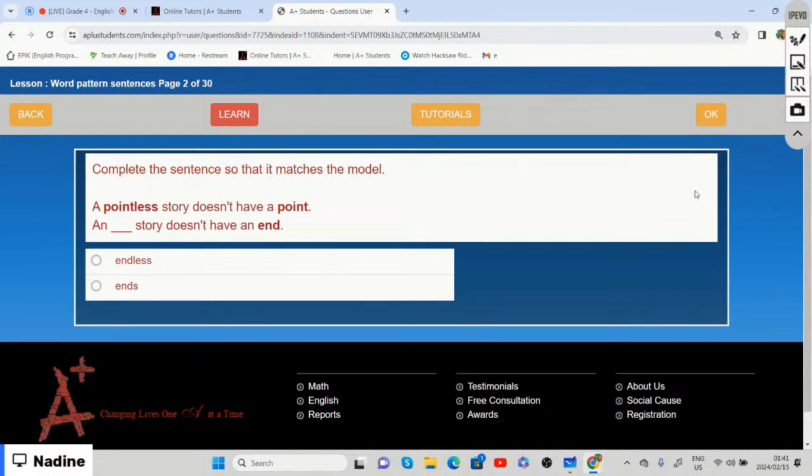A pointless story doesn't have a point. It is without a point because less means without. So a pointless story does not have a point. It is without the word point.